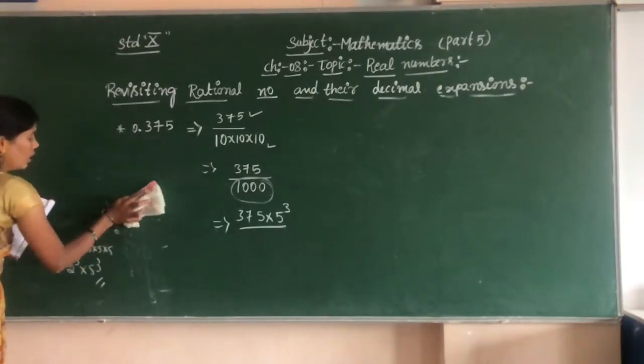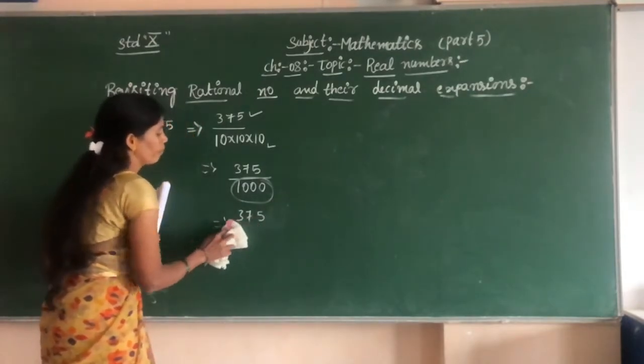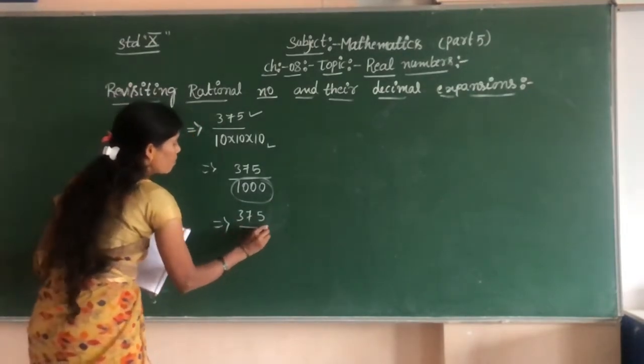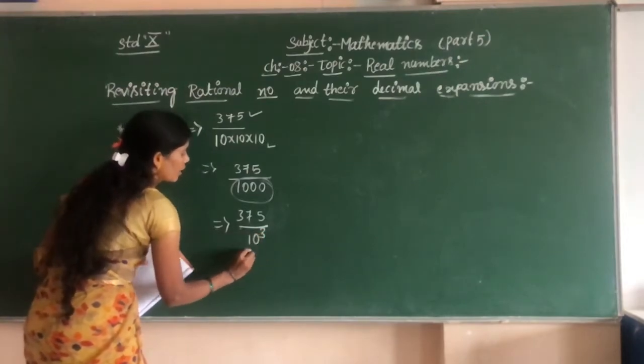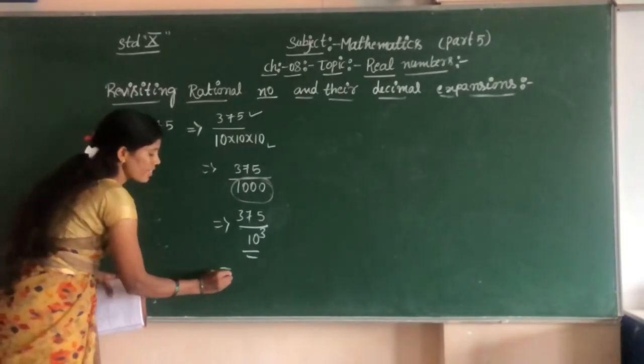Okay, let it be. Now next discussion about this one: 375 by 10 to the power of 3. This is given in decimal form, and we should convert it into rational form.